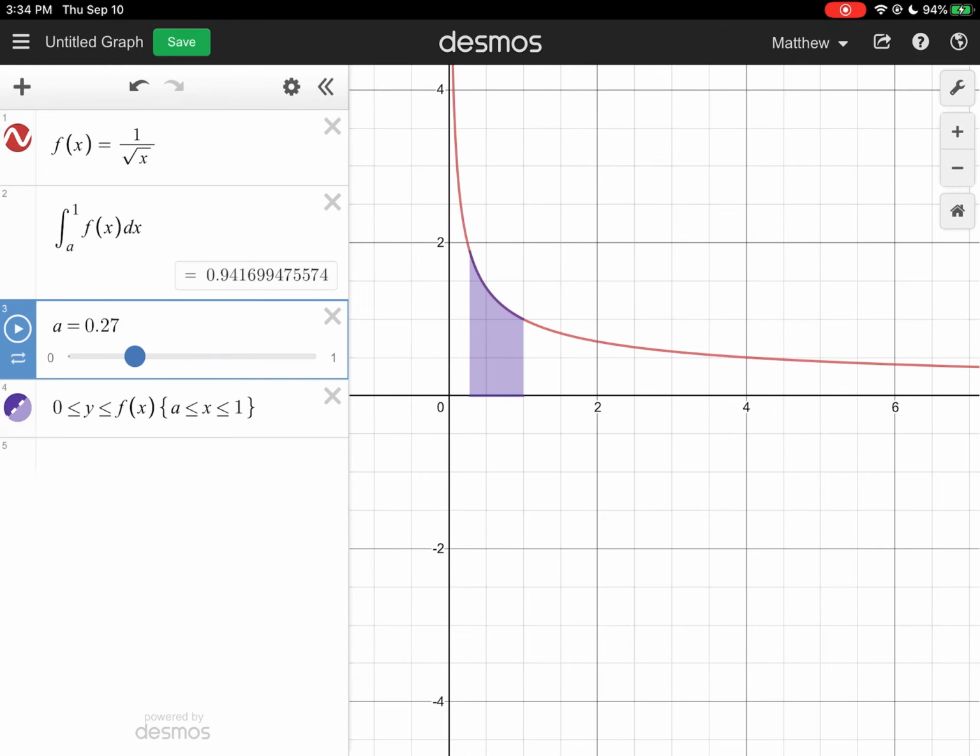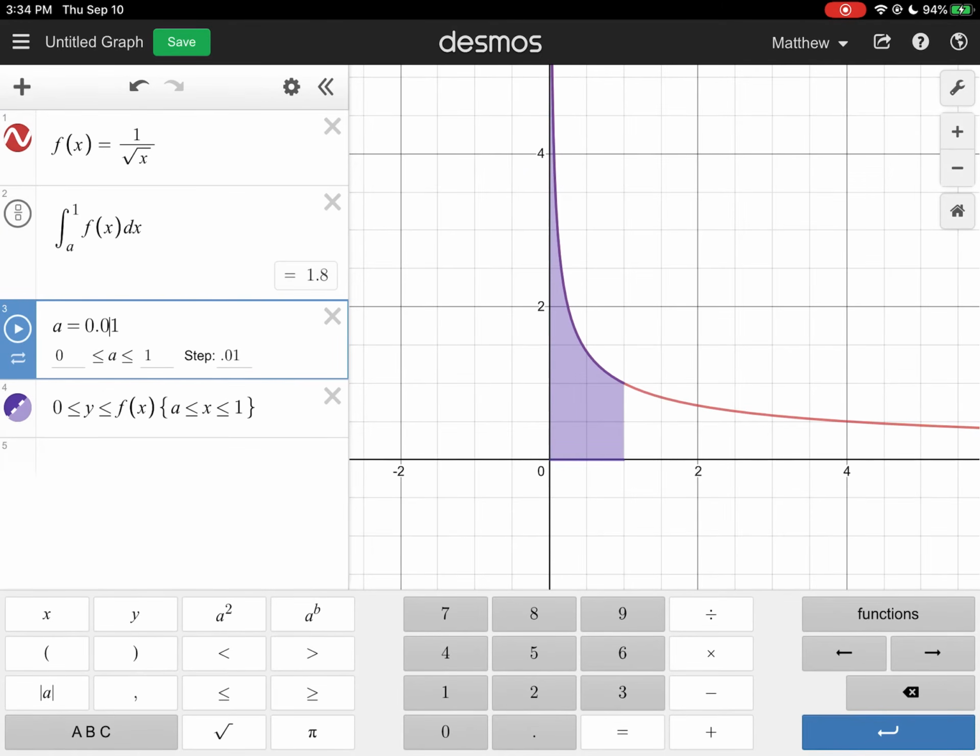of area. Now as a gets closer and closer to 0, notice what's happening to the area. But let's go down to 0.01 and look, the area is 1.8. But now let's do 0.001, right? I'm just letting a get closer and closer to 0, and look what happened to the area. It's 1.93. Now it's 1.98. Now it's 1.99. Now it's 1.998, 1.999. The closer I get a to 0, the closer the area gets to 2.